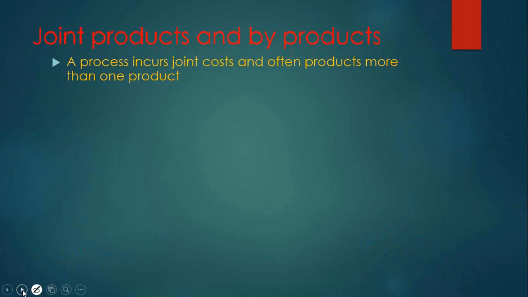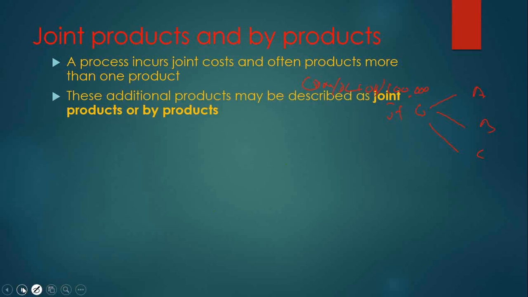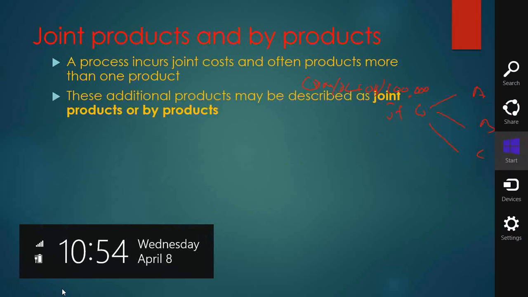So let's look at the ways we can allocate this joint cost. We have the joint cost, and with the joint cost we have products A, B, C. Let's assume the joint cost is 100,000. That is the direct material, direct labor, and overheads, the total cost. After that you have three products coming up. How are we going to allocate it? These additional products may be described as joint products or byproducts. Generally there is a differentiation between joint and byproduct, but for the moment let's assume more than one joint product coming up.